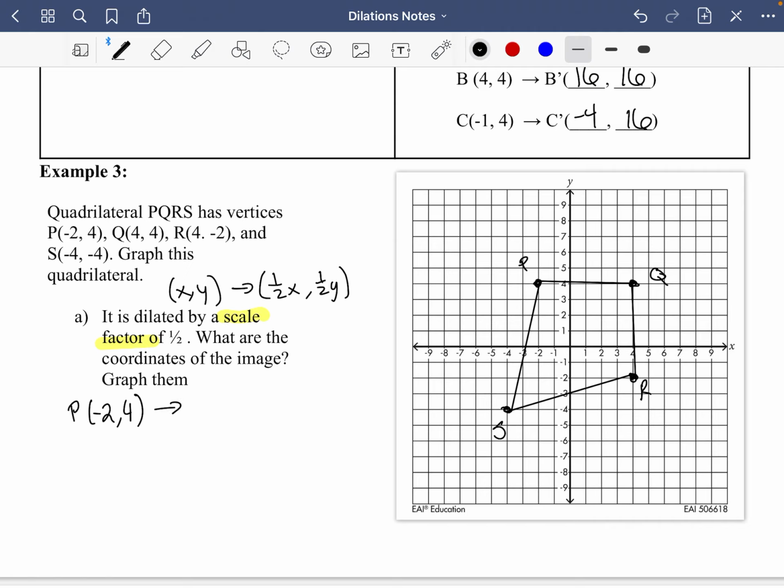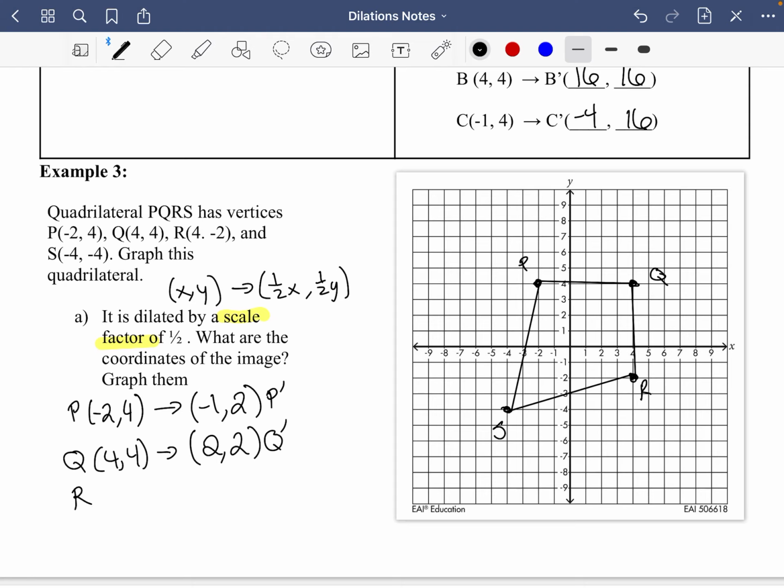If I take 2 and multiply it by 1/2, just think about it, half of 2 is going to be 1. So the first ordered pair we're going to get is -1. And if I take 4 and take half of that, that's going to give me 2. So that's P prime. The next point we have is Q. Q is at 4, 4. If we put our thinking caps on, half of 4 is 2. So that's going to give me 2, 2 at Q prime.